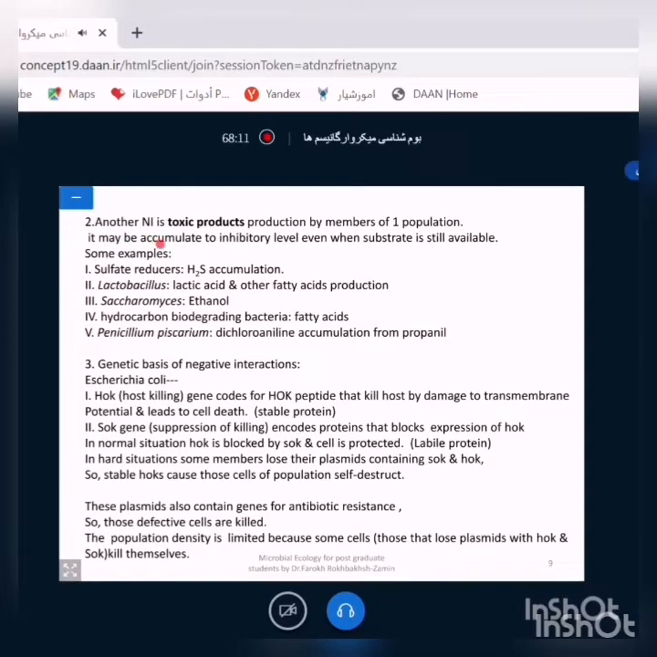Another negative interaction is toxin production by members of one population. It may accumulate to an inhibitory level even when substrate is still available. For example, sulfate reducers, during reduction of sulfate, produce a toxic substance, H2S, and H2S stops the growth by negative feedback.